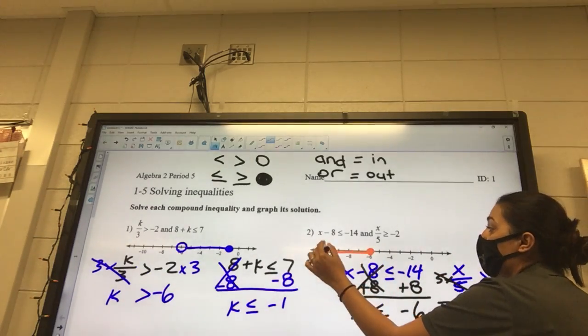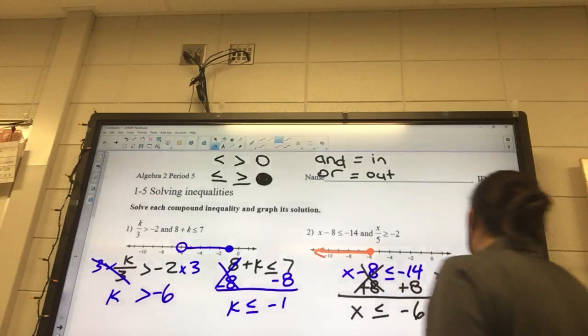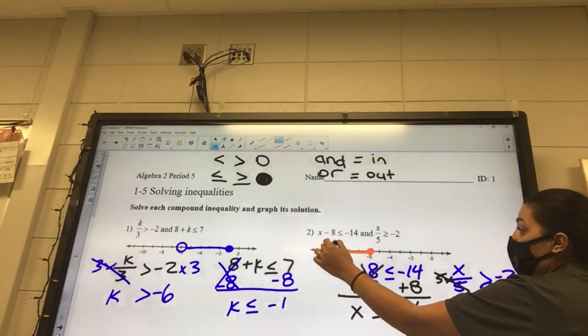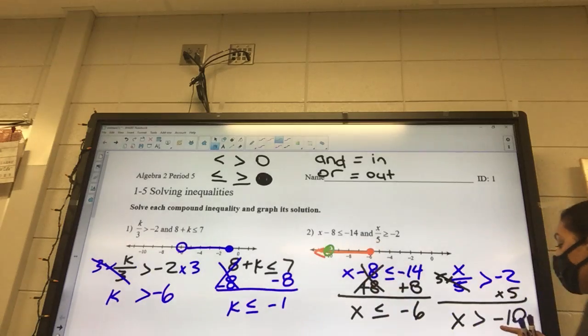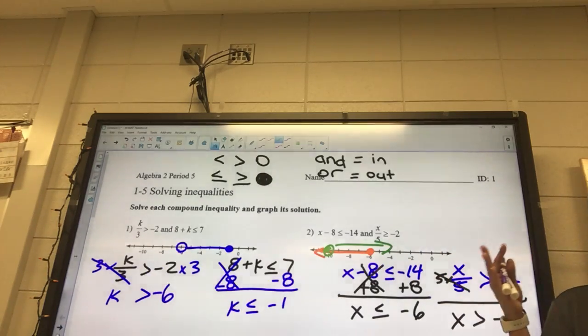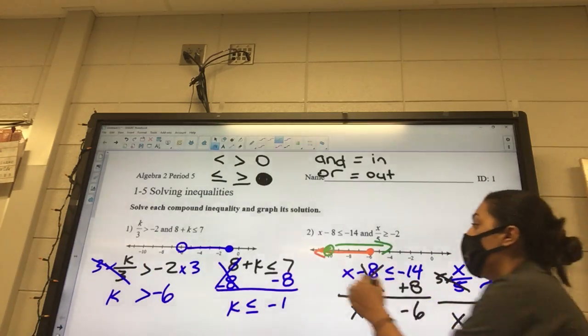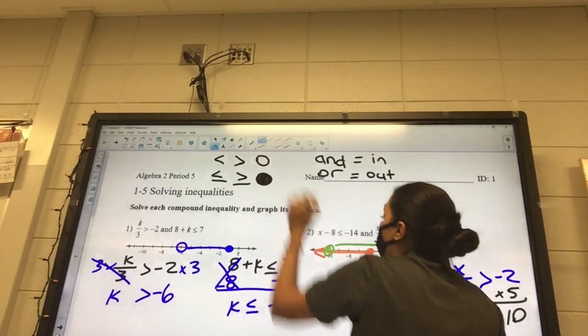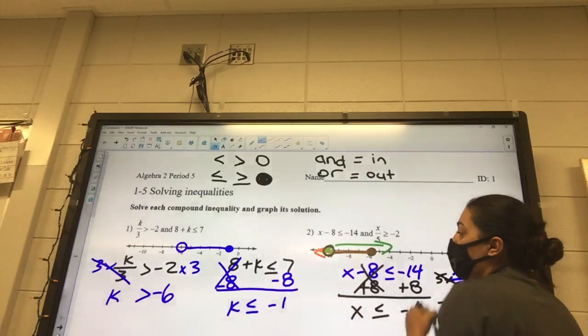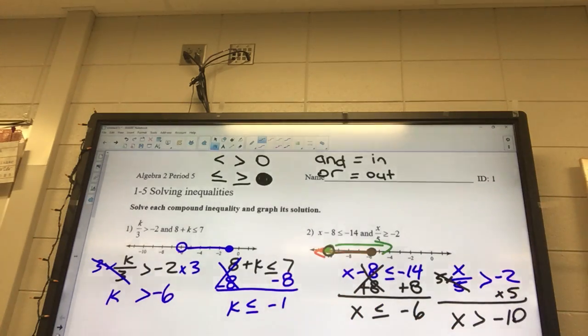Okay, and then we got negative 10. Open or closed? Open. Okay, and which way should it be pointed? Right. Okay, so if we look at this, they cross where it's both colors at only a certain point, and it's our "and". So we got this open dot and this closed dot, and if we were to color them in, it's just going to be this part. That's why it is an "and".